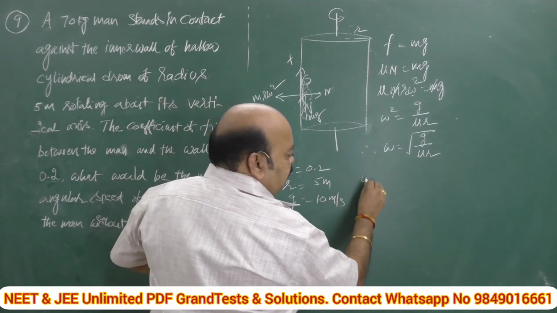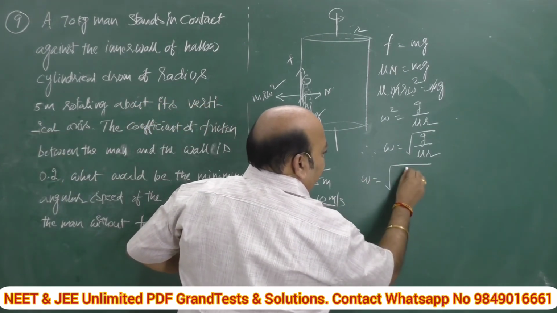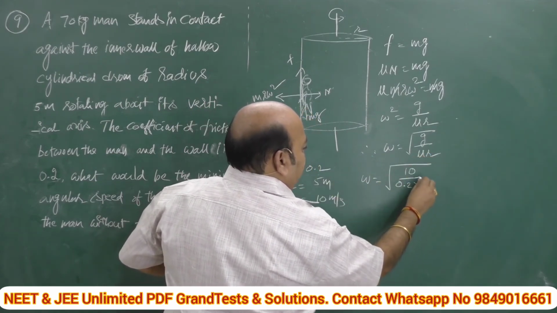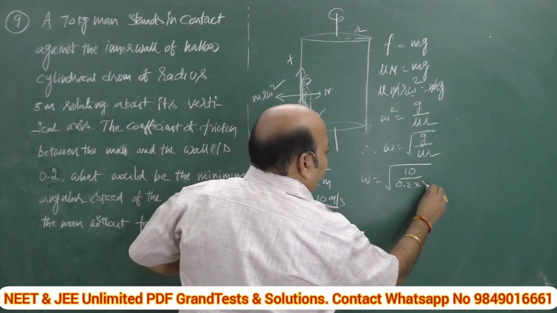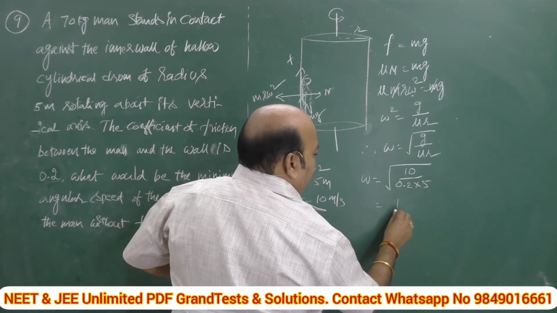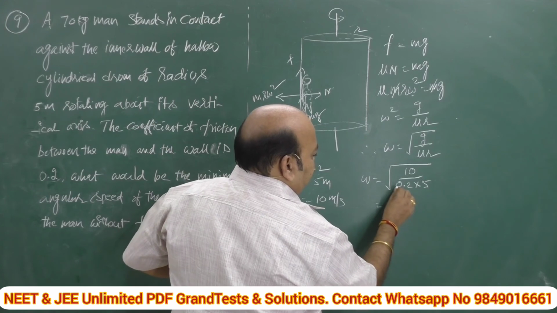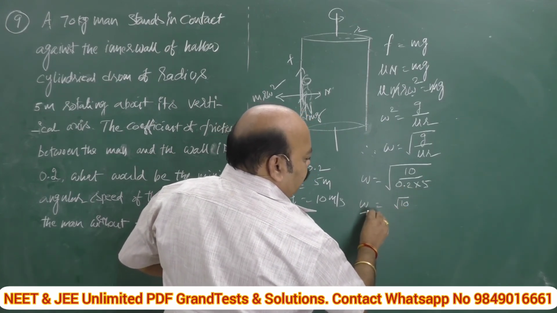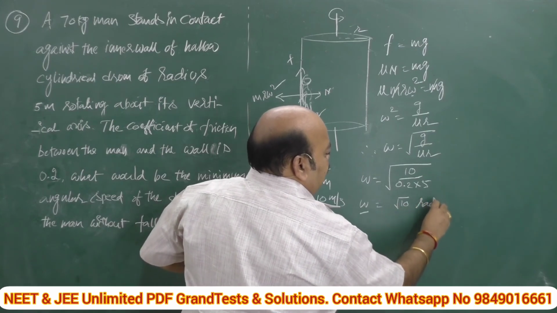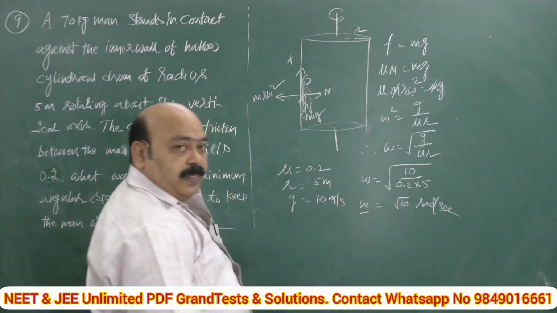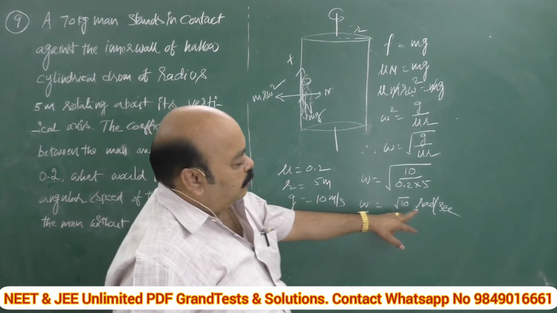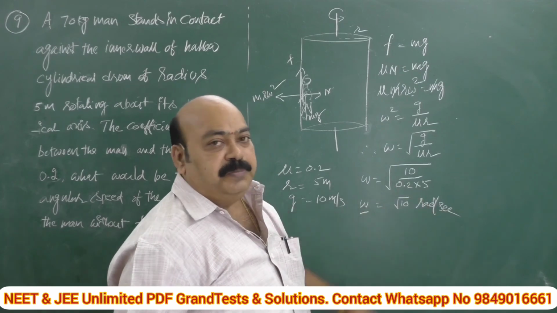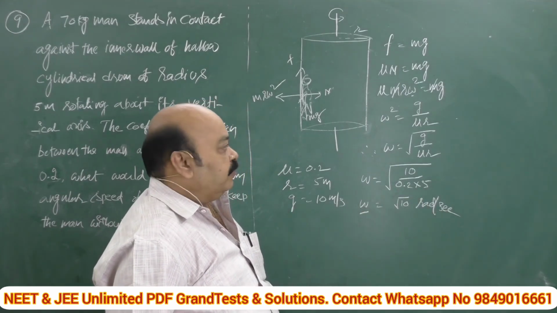If you substitute all these, omega is equal to square root of 10 by, what is the coefficient of friction? 0.2 into, what is radius? This is 5, nothing but root 10, that's all. Because 0.2 into 5 means 1, it is nothing but root 10. Since it is omega, the unit for this one is radian per second. Be alert, if it is ordinary velocity, we have to write meter per second. That is the difference between linear velocity and angular velocity.